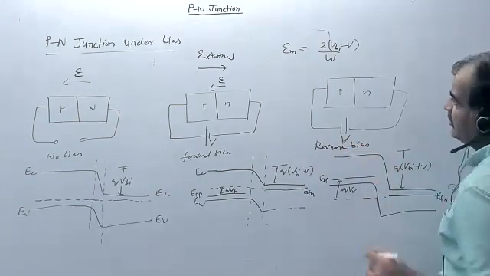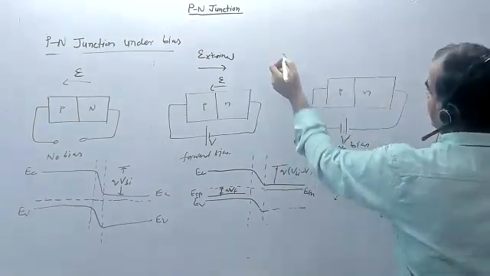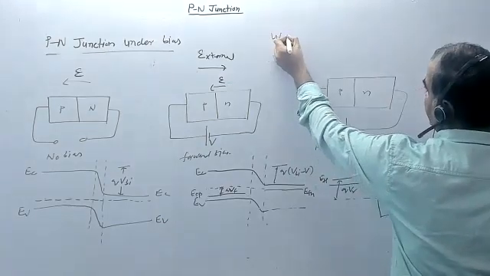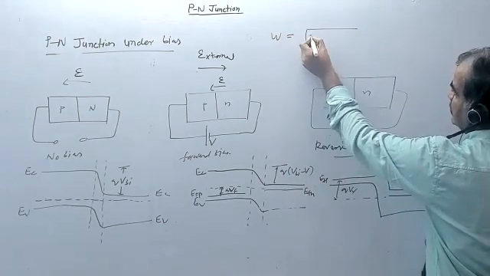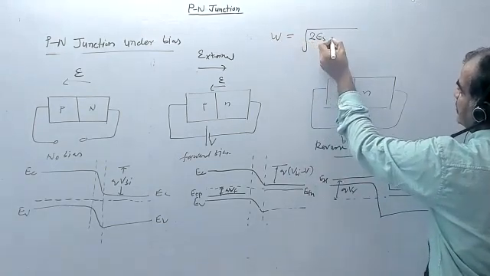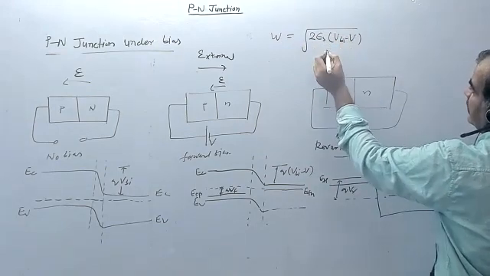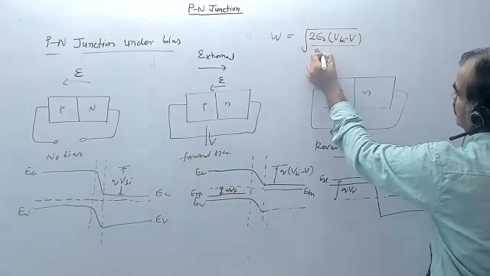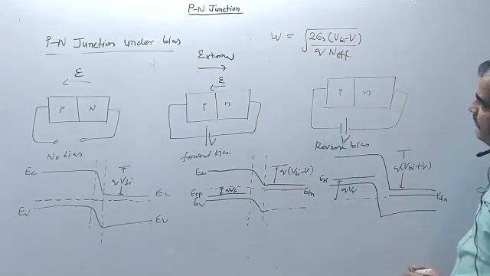Now if I write the formula for depletion width, the depletion width formula is 2 ES (VBI minus V) upon Q and effective. This is the formula for depletion width.